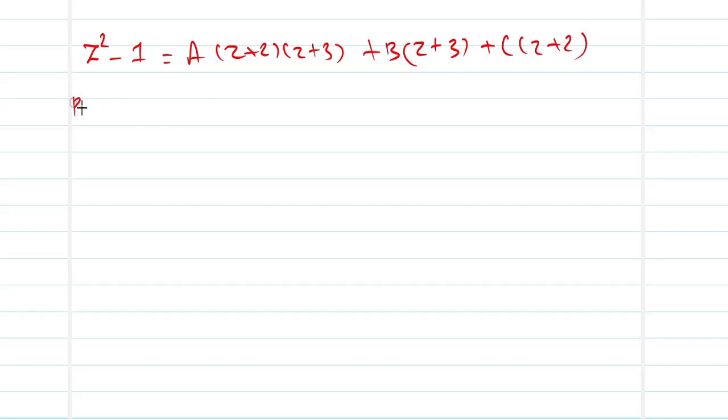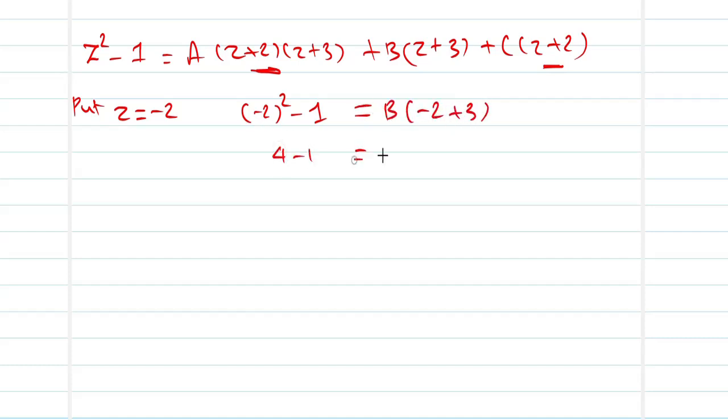Now let me substitute z is equal to minus 2, so I will have minus 2 the whole square minus 1. If I put minus 2, this part will vanish, this part will vanish. I will have b times minus 2 plus 3. So this is going to be 4 minus 1 is equal to b times of 3 minus 2 is going to be 1. So this gives me b to be equal to 3. Now move on to the next factor.